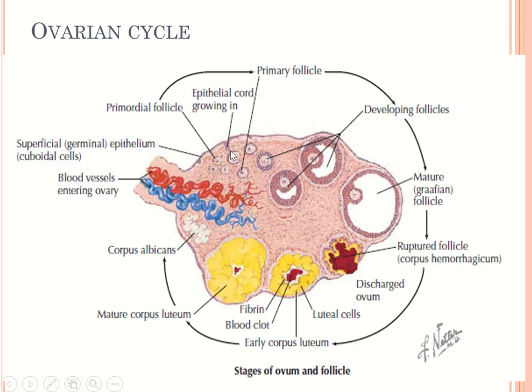So now we look into the ovarian cycle. You can see the follicles growing here. Initially, the germ cell will be surrounded by the outermost layer, the superficial or germinal epithelium. There will be formation of a primordial follicle. Many primordial follicles will be converted into a primary follicle, and an antrum will form, and finally a proper Graafian follicle with the ovum. From the Graafian follicle, a mature ovum will come out.